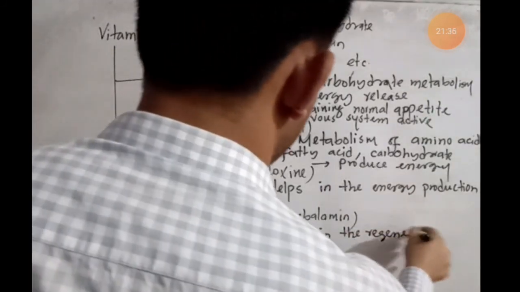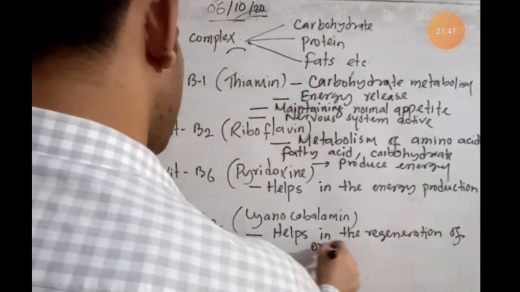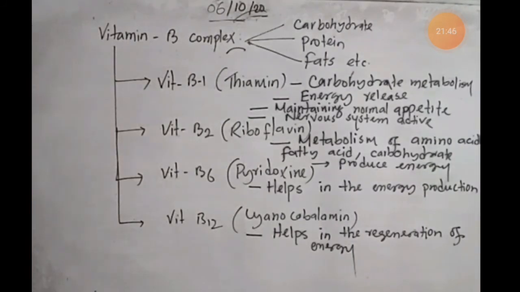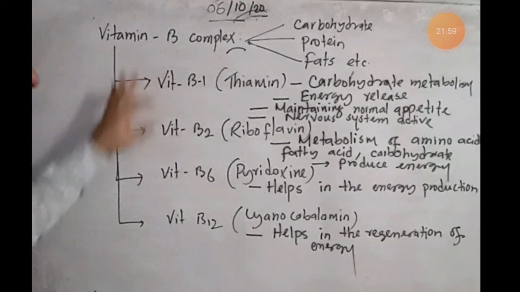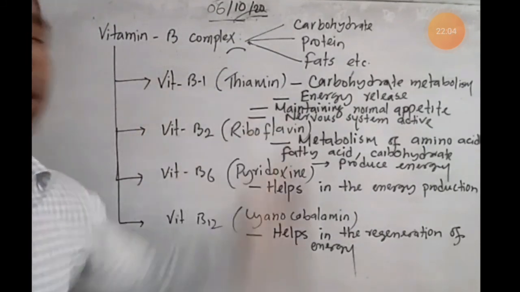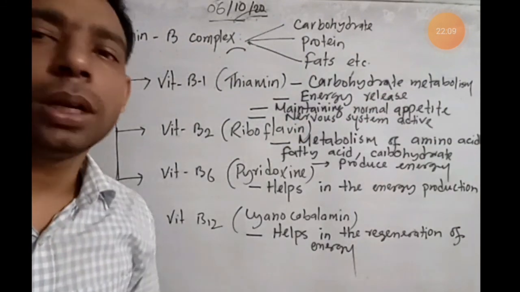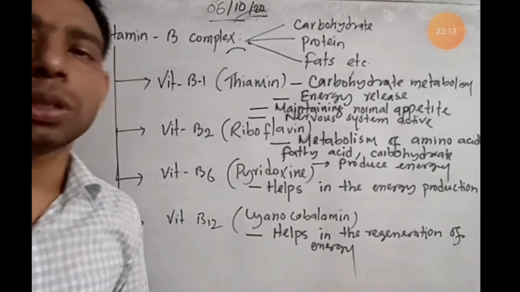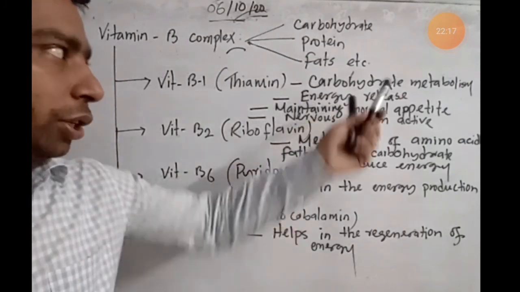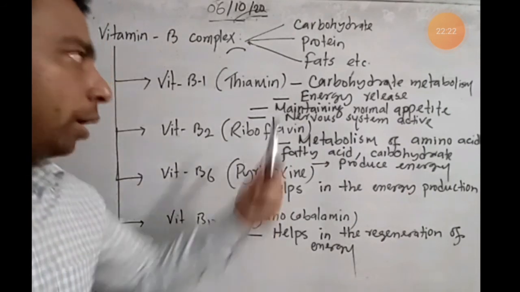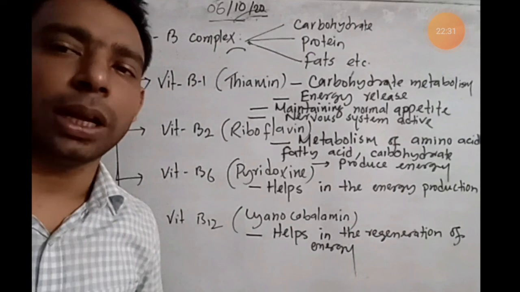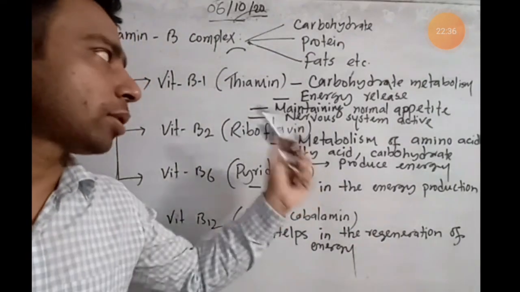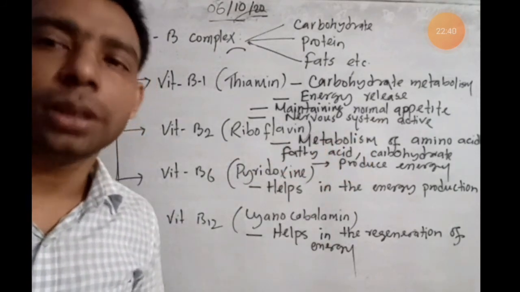So look here, we have written some important points about vitamin B complex. Vitamin B complex is composed of many vitamins, so it is called a complex: vitamin B1, B2, B6, B12. Vitamin B1 is thiamine, and it helps in carbohydrate metabolism, where carbohydrate breaks down into the simplest forms like glucose and fructose. B1 helps in energy release. Maintaining normal appetite means I can feel hungry and eat food. Our nervous system is very important; when it is not properly active, people can become insane.